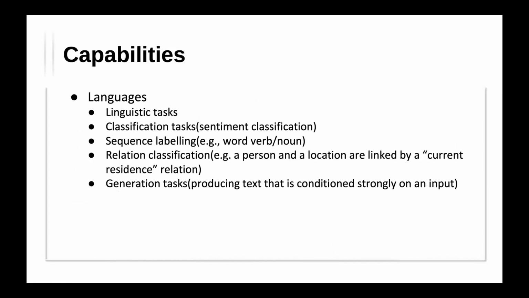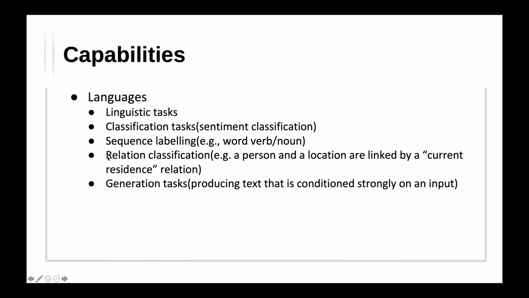For language, current linguistic tasks include first the classification task, for example, sentiment classification. That means the model needs to output positive or negative for each sentence, like a movie review. And then we also have sequence labeling. That means we need to have a prediction for each word instead of a whole sentence. An application here, for example, is to predict each word to be a verb, noun, or adjective, etc.